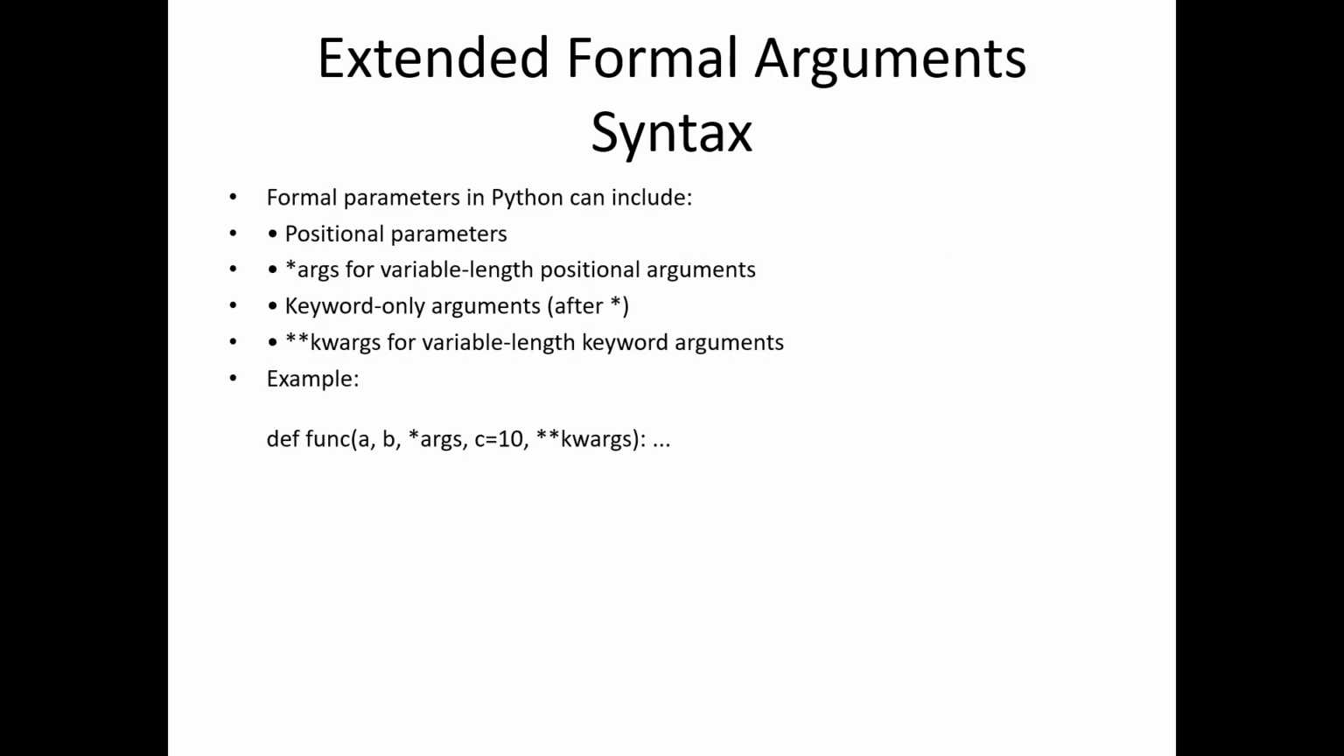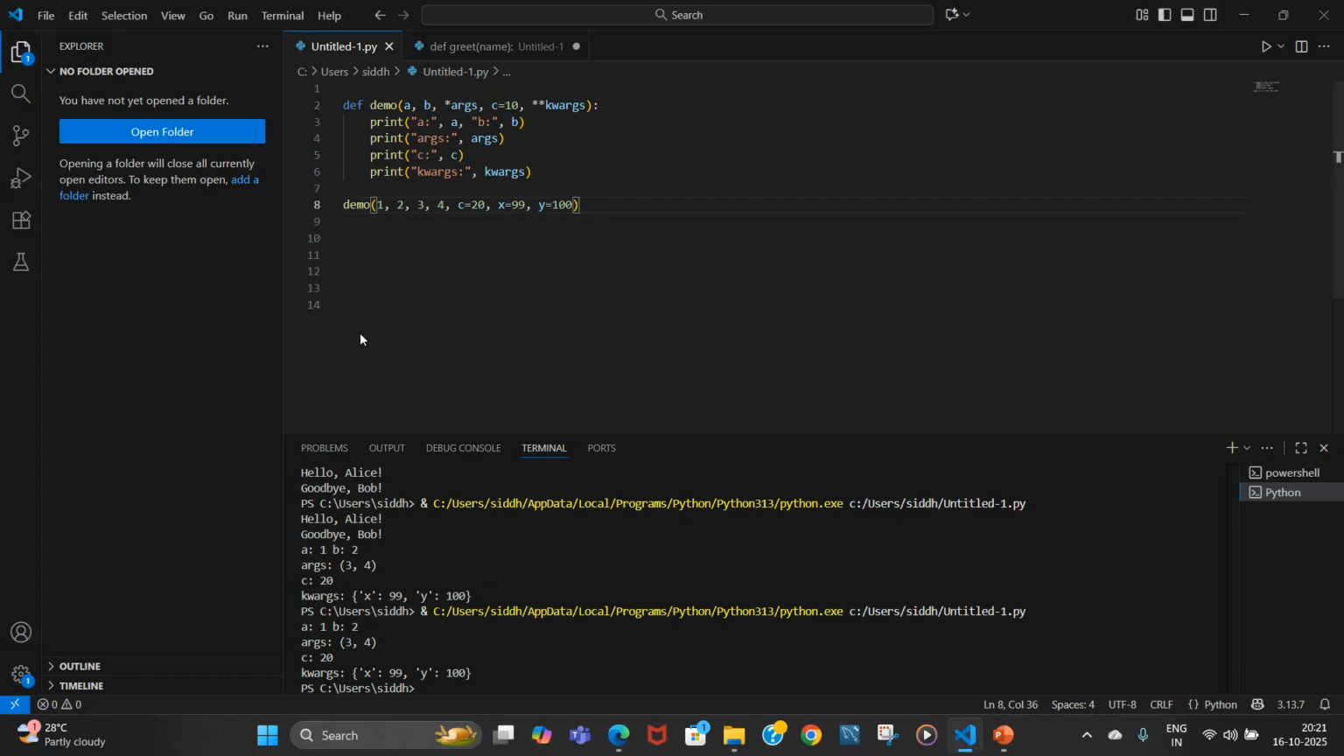Extended formal argument syntax. Python's function definition syntax supports different kinds of parameters to give us maximum control. So here there are two kinds of parameters, normal positional ones and keyword-only ones after an asterisk. Let's understand this by taking a code example and running it. We have already written it out here and we'll just walk through it.